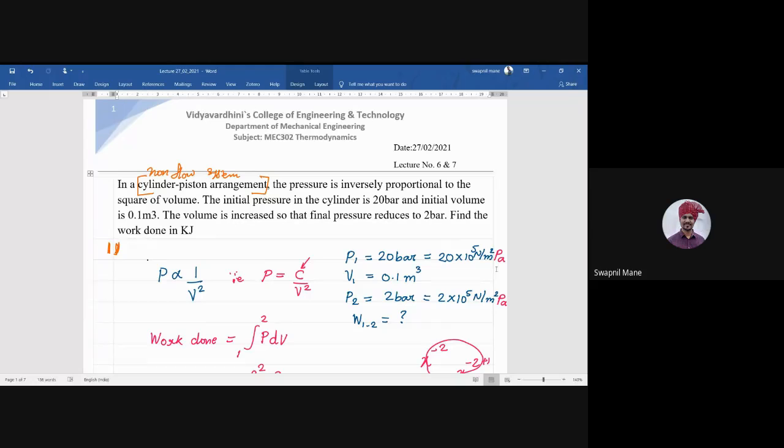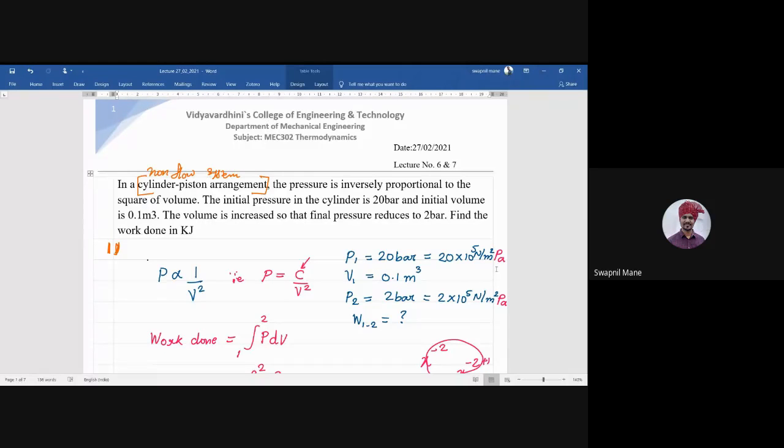For non-flow systems, there are 5 cases: constant volume process, constant pressure process, isothermal process, isentropic process, and polytropic process. For all these non-flow processes, the work done is given by the integral of PdV. What is the integral of PdV? It is the area under the PV curve.